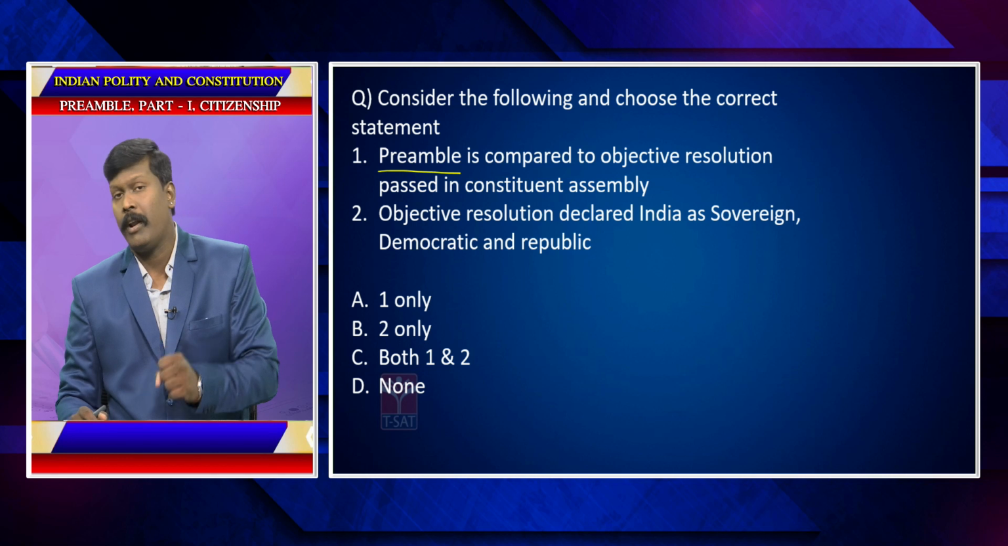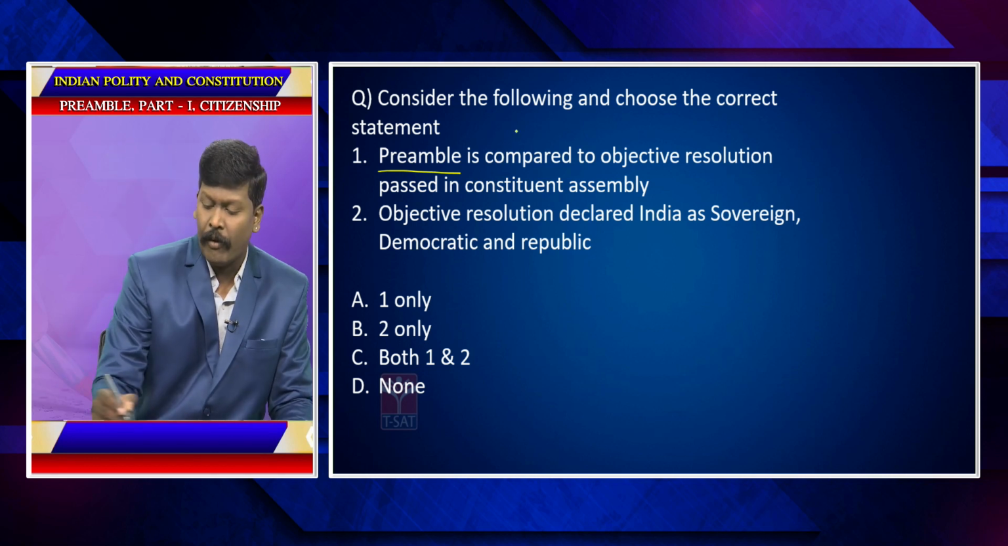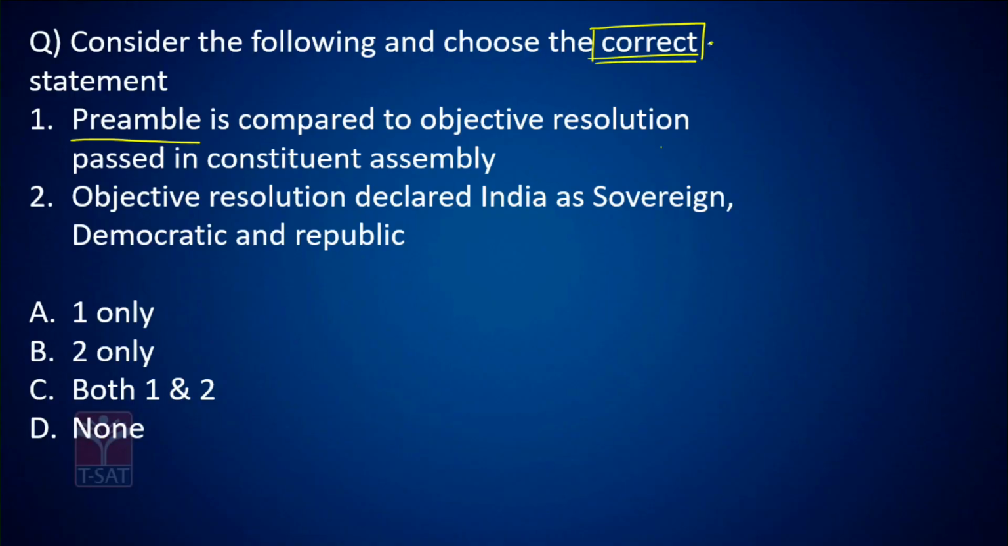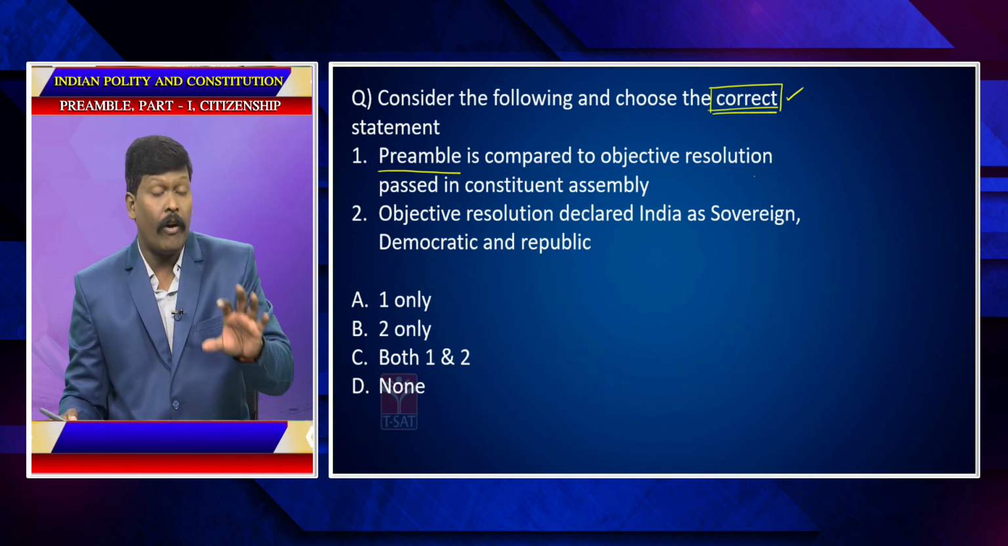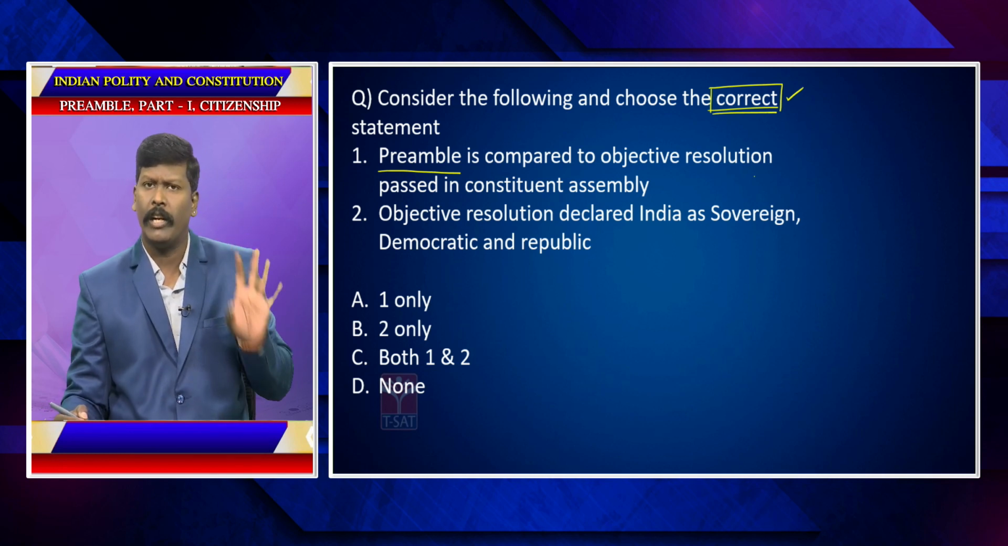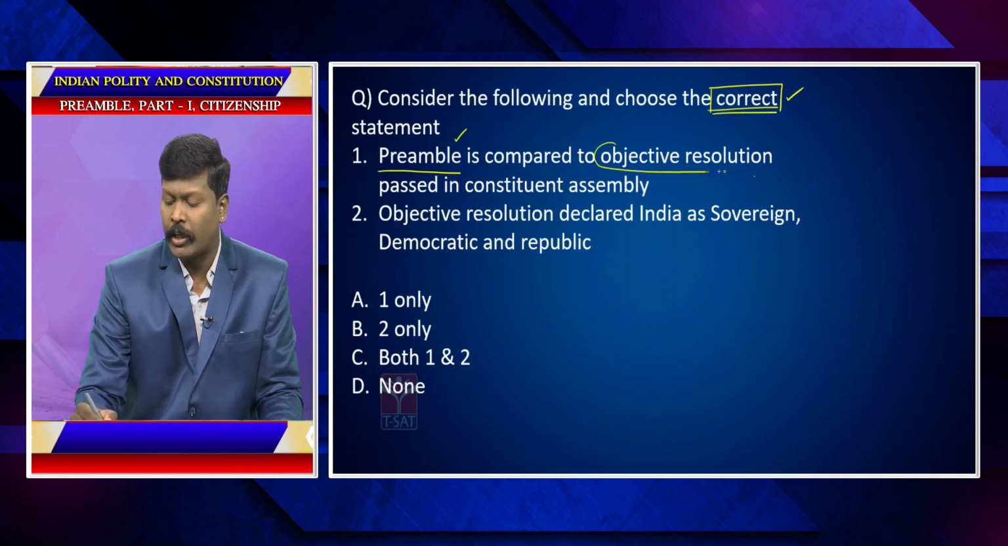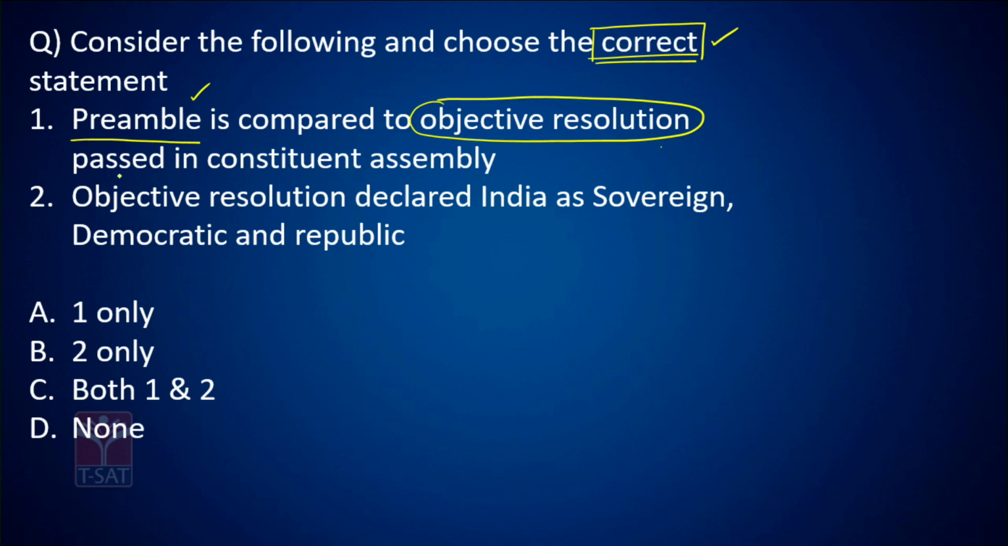Now coming to question number 1. Consider the following and choose the correct statement. See, whenever you see an important point, you need to round it up. Now which of the following statements is correct? That is the question directly asked. Preamble is compared to the objective resolution passed in the Constituent Assembly. Okay, let us see. Guess the answer. Objective resolution declared India as a sovereign, democratic and republic.